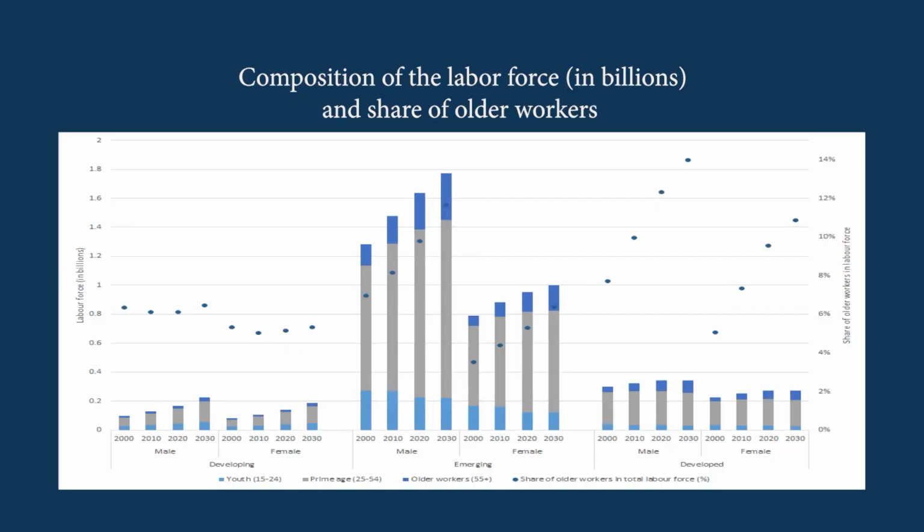Moving on. This chart is giving us the composition of the labor force and the share of older workers in different countries. The countries are grouped in three ways: developing, emerging, and developed countries. This chart clearly summarizes that the number of elderly people in the workforce is very high in the developed countries in comparison to the developing countries. In developing countries, the number of elderly people in the workforce is considerably low. Why is this the case? We are going to find out in the upcoming lectures.